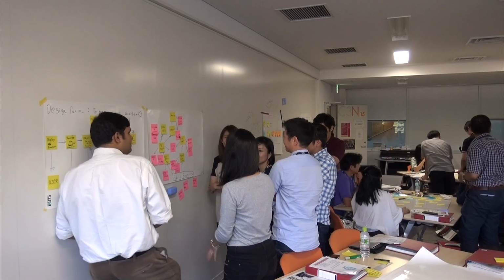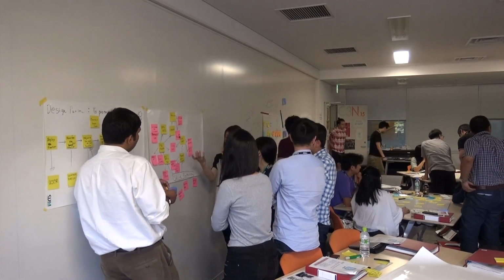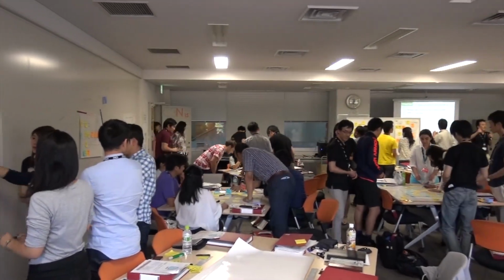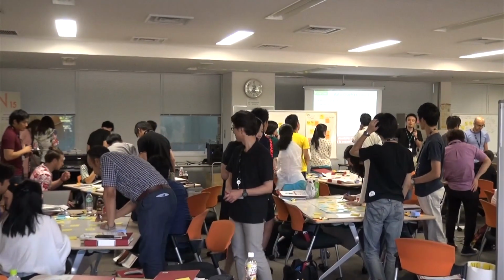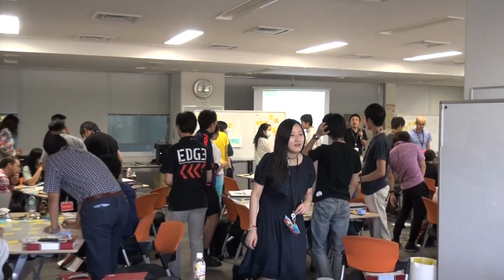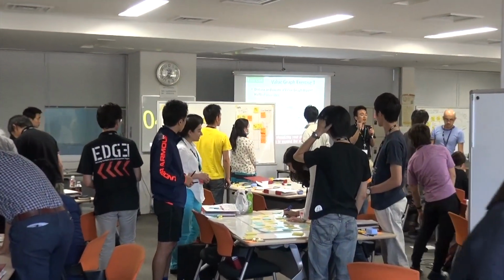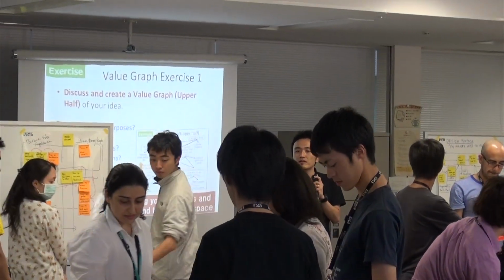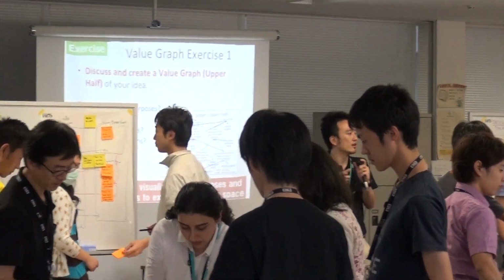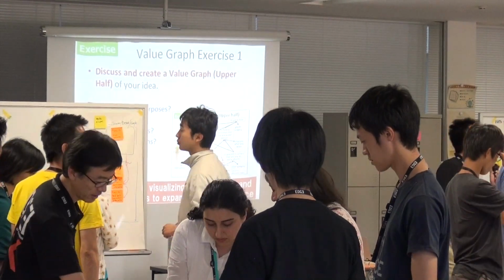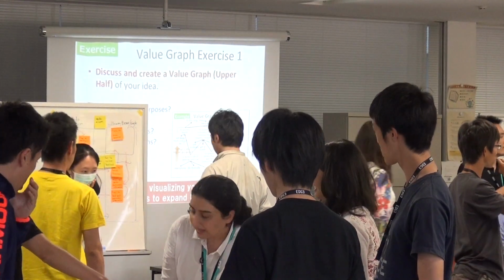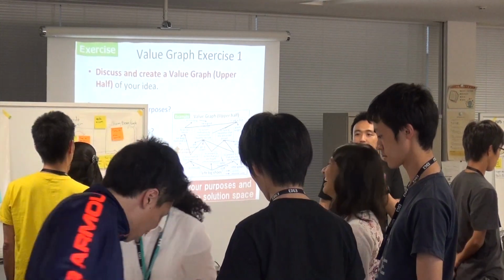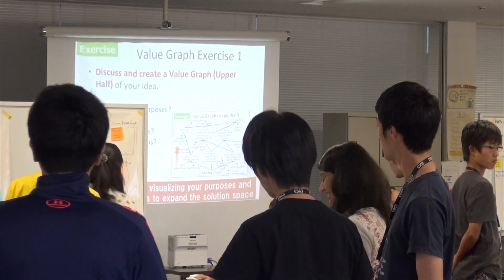I want your attention, please. I see many groups are creating a good value graph. That's okay. Now, please stop creating the value graph and grab a different color post-it that is not used right now. Do you have that color? The red is okay, you can use the red. Pick the color that you haven't used so often. Now, do this.